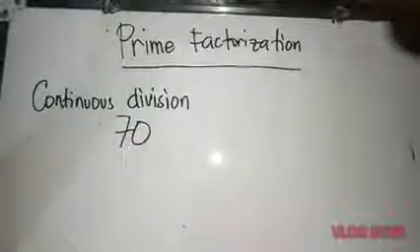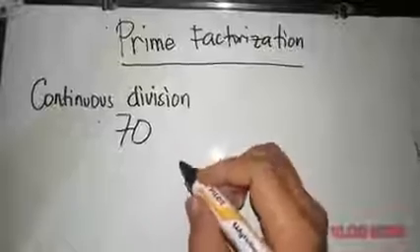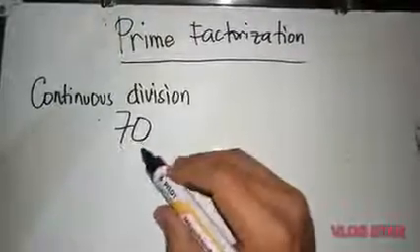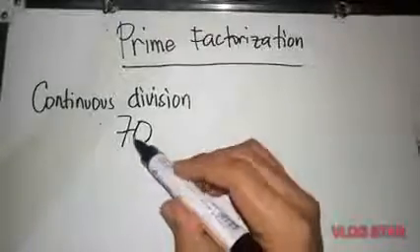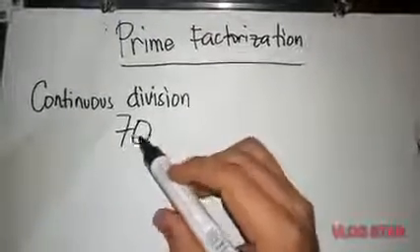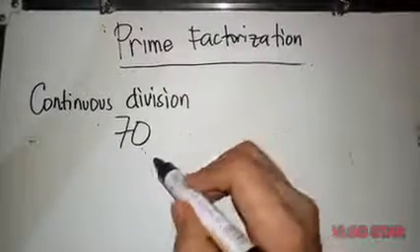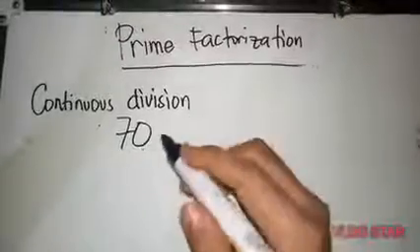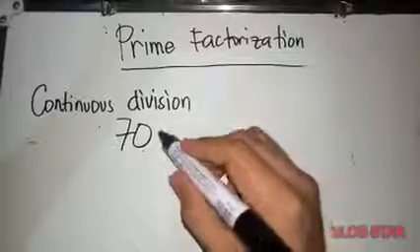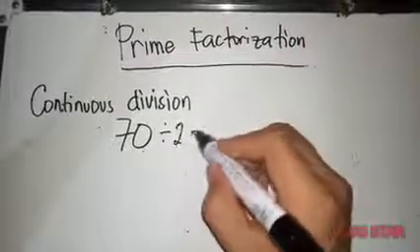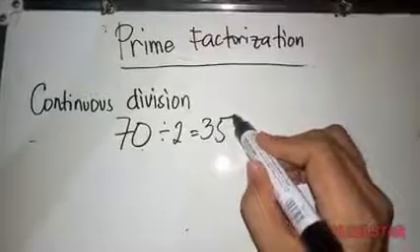Another example for continuous division: we'll find the prime factorization of 70. You can see that 70 ends with 0, so this is divisible by 2, which is a prime number, and by 5, which is also a prime number. So let's start with 2. 70 divided by 2, the answer is 35.